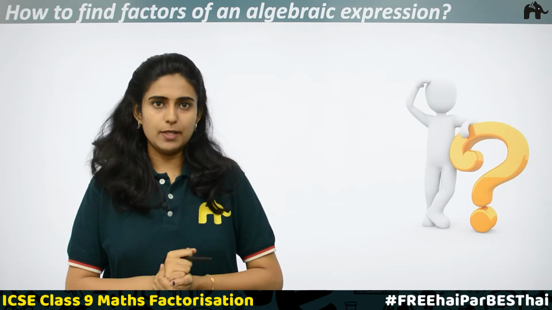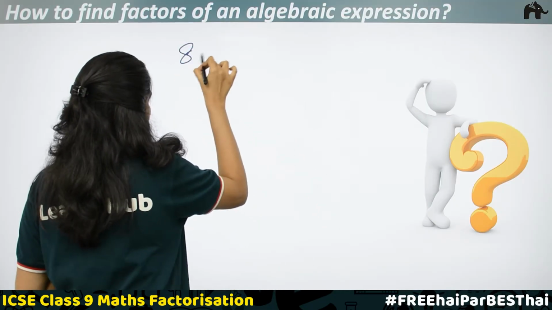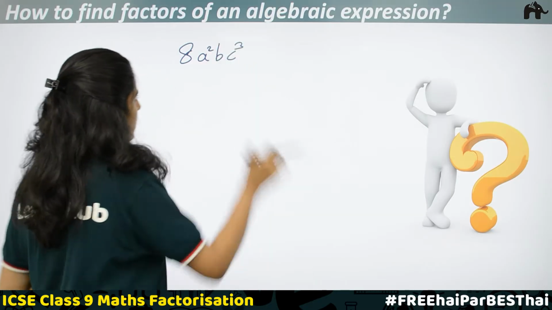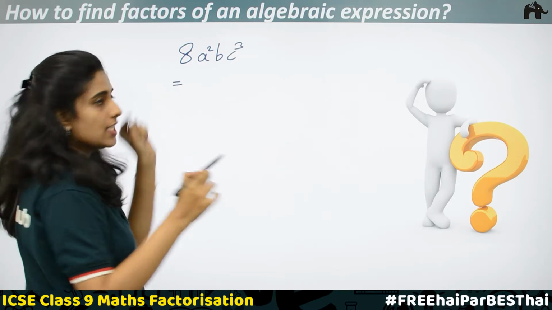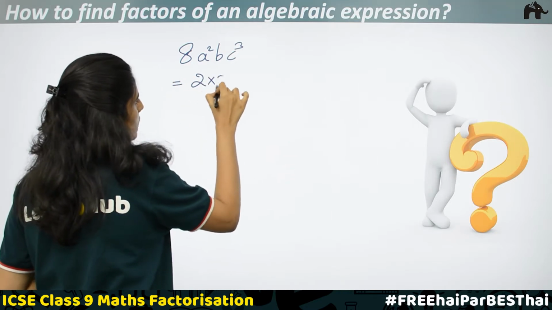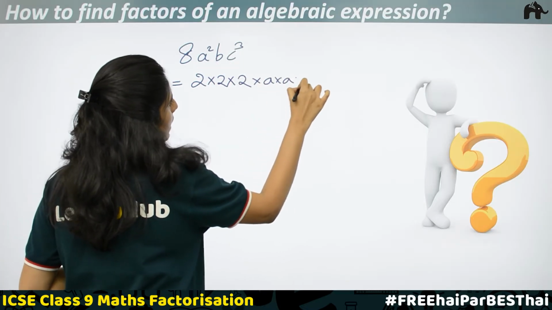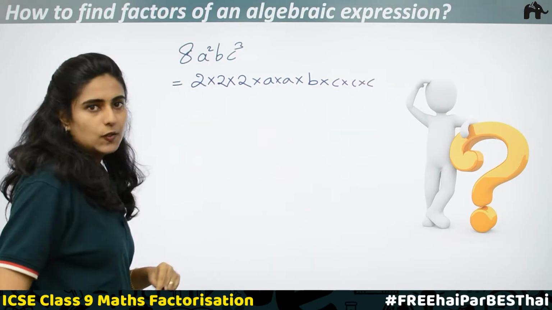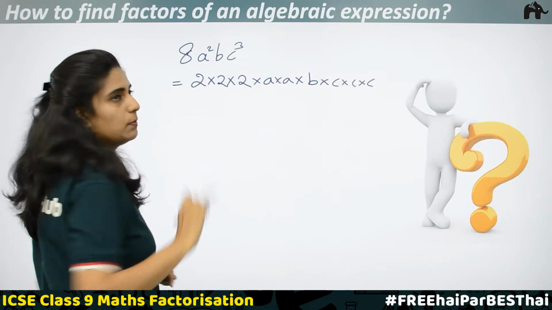If you have an algebraic expression, how to find the factors? Let's see. For example, 8a square bc cube. So this is an algebraic expression. Here we have variables. Now this can be written as, what is 8? 8 can be written as 2 into 2 into 2. a square is a into a, into b, into c, into c, into c. Okay, so these are the factors of the expression 8a square bc cube.